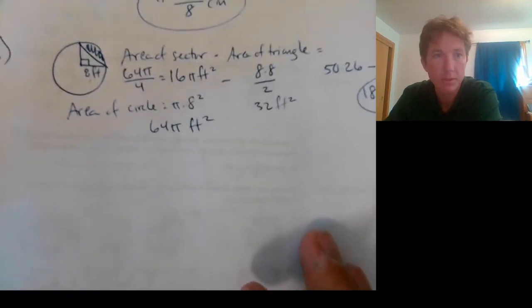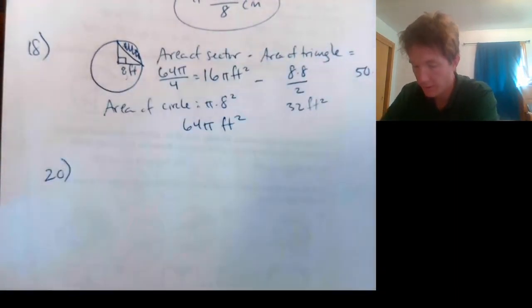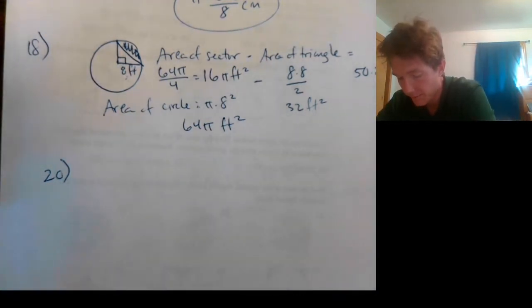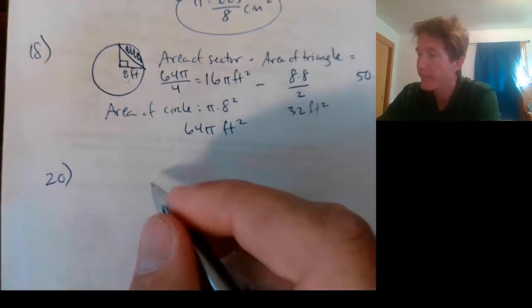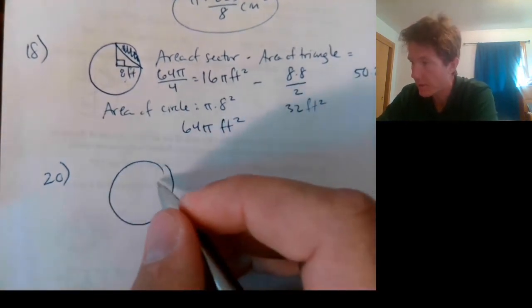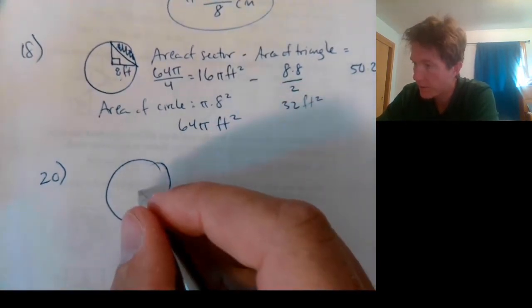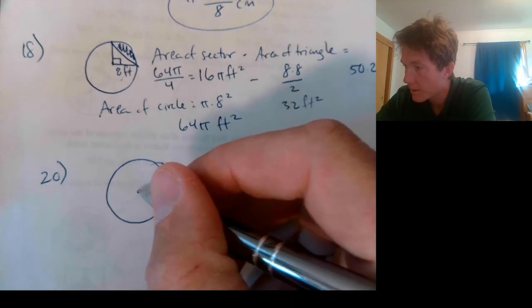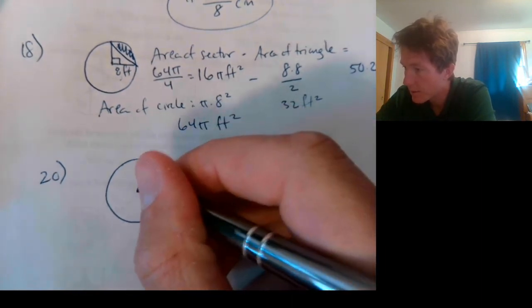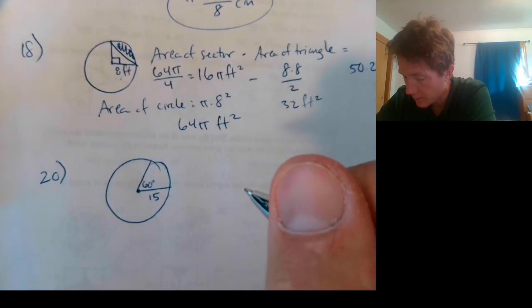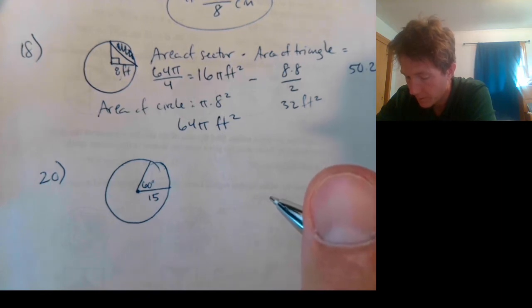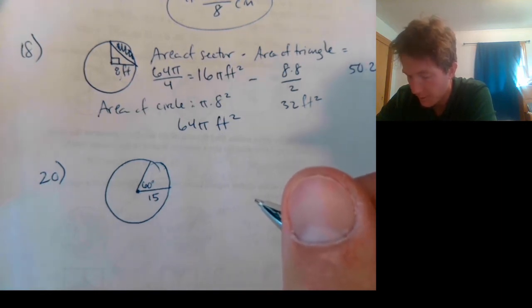Alright, let's move on to number 20. Okay, so it looks like a word problem. A circle has the given radius. Find the area of the smaller segment of the circle determined by an arc with the given measure, round to the nearest tenth. Okay, so what they say is radius is 15 meters, and the arc is 60 degrees, and it says find the area of the smaller segment of the circle determined by an arc with the given measure, round to the nearest tenth.